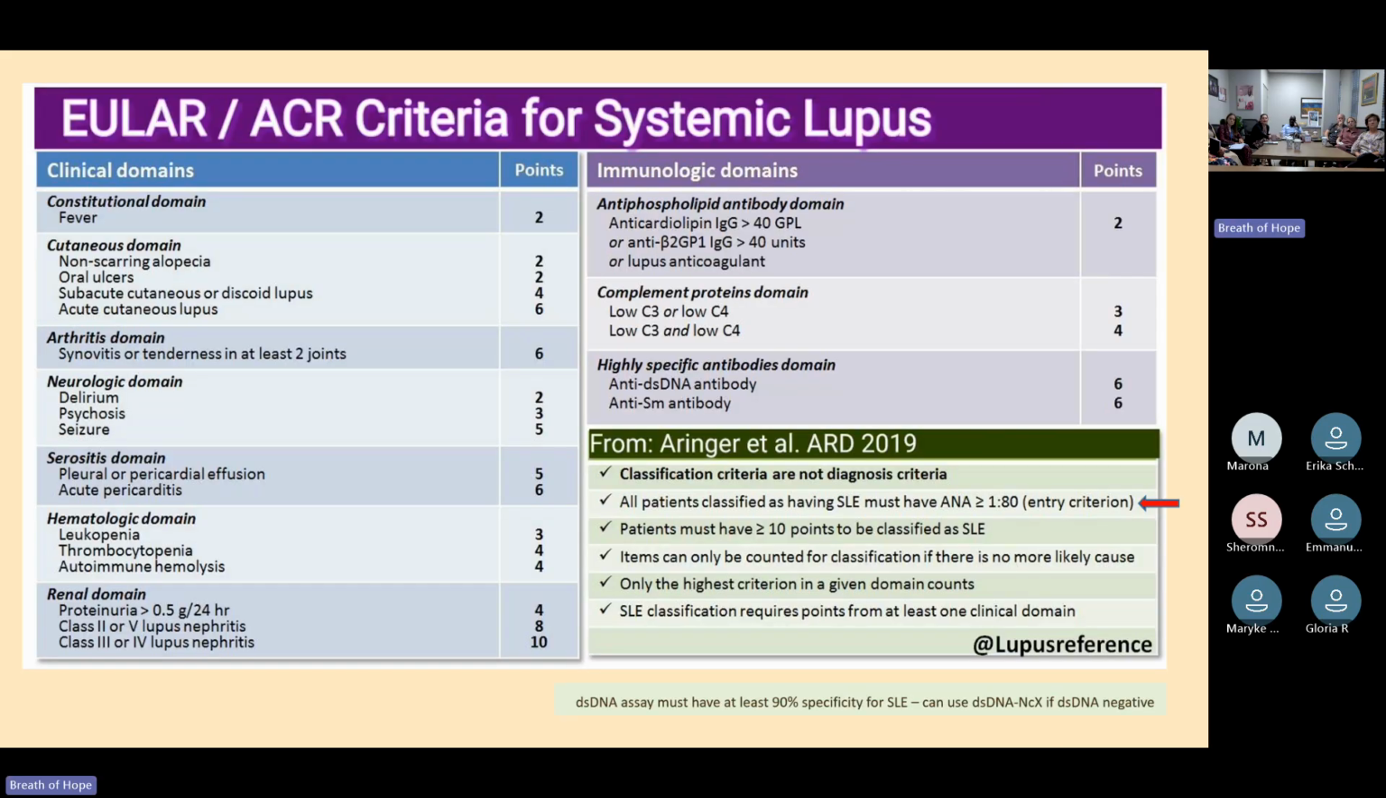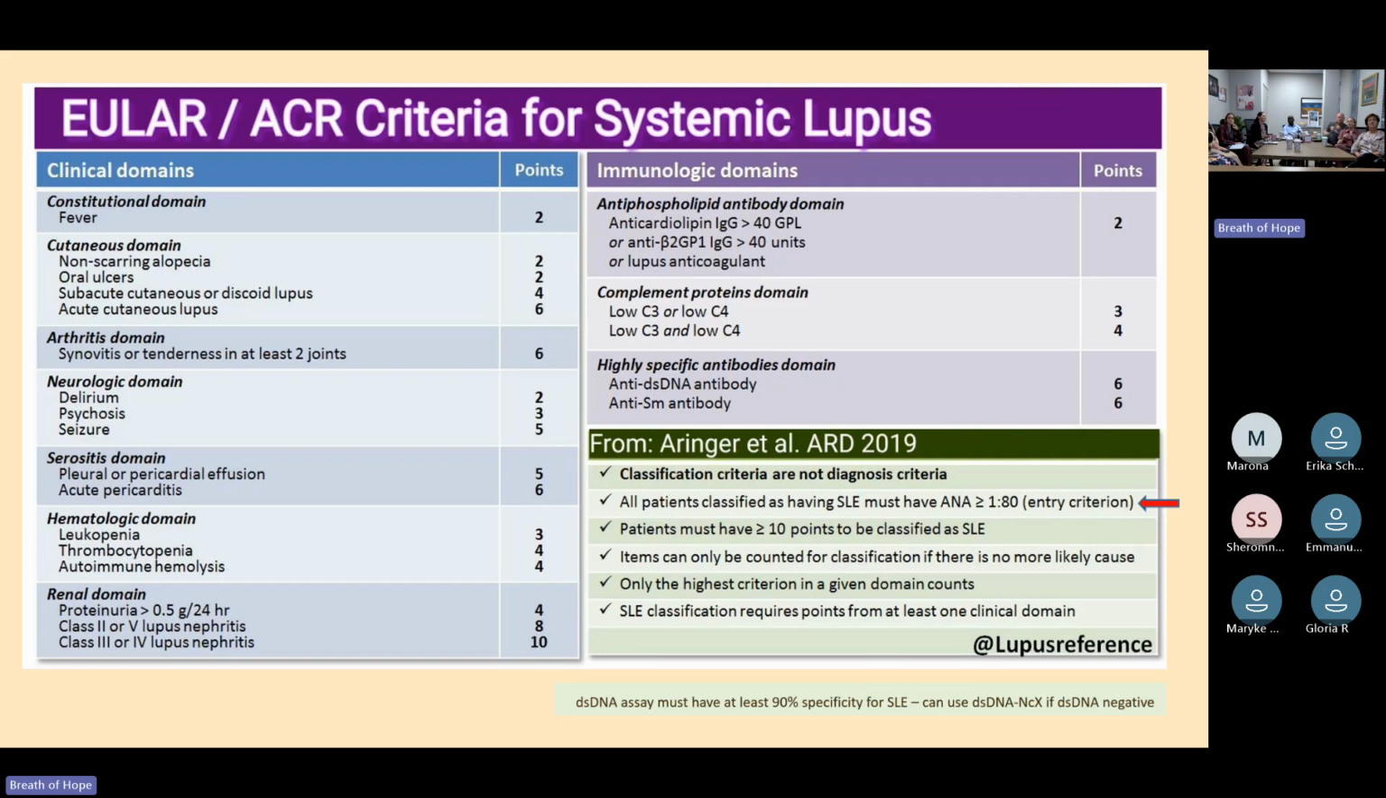Okay, so we're not going to go through all of this. All I want to point out is that the entry criterion is that there must be a positive ANA greater than 1 in 80. And then the other thing that I want to point out here is this sentence over here, the double-stranded DNA assay must have a specificity of at least 90% for SLE. And if it is an assay like that, which most assays are, then you can assign 6 points to it for your scoring system. Your nucleosomal DNA.